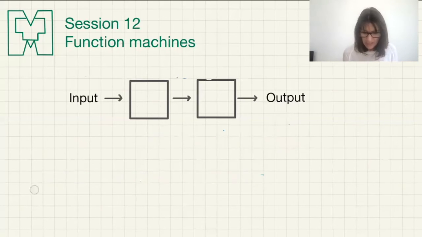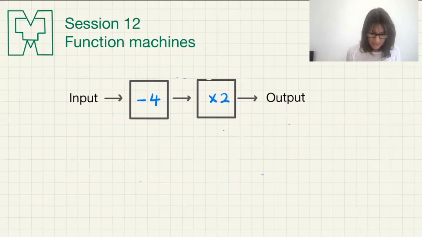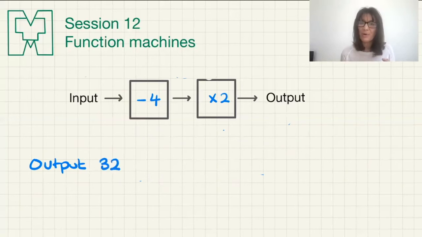Clean it all up. This time we'll have the rule minus 4 times 2. I'm going to tell you that the output was 32. And your job is to find the input. What was the number that went in that came out at 32?